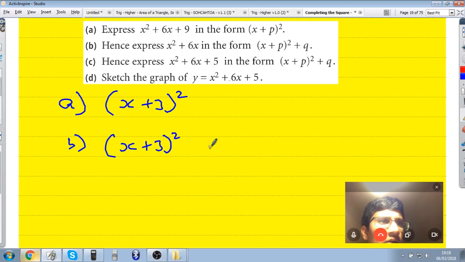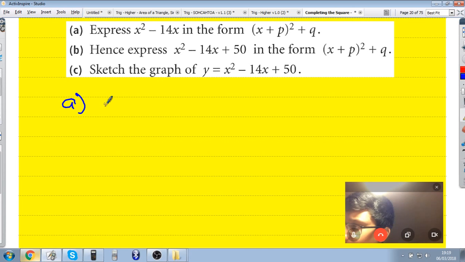x squared minus 14x in the form x plus p squared plus q. So then if we were to write x minus 7 squared minus 49. Yep. And I think you'll be fine for the rest there.